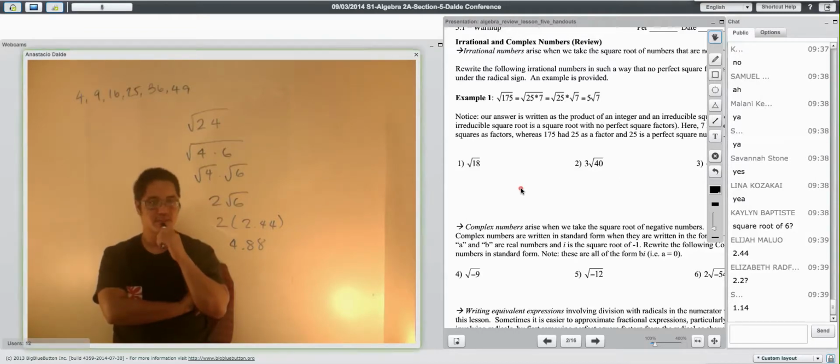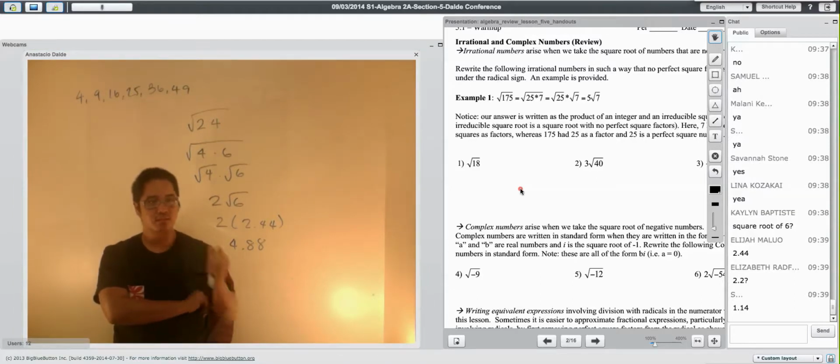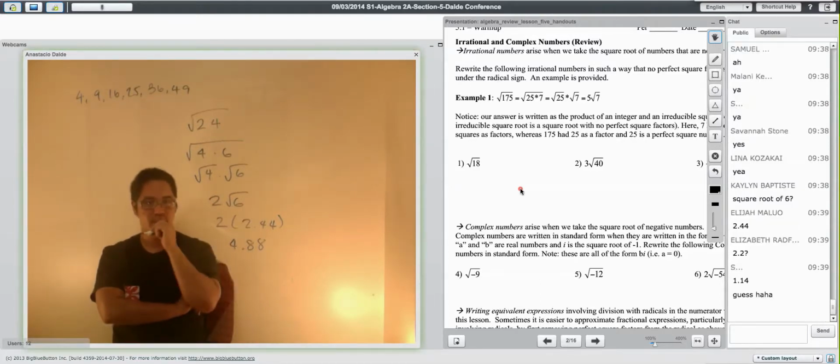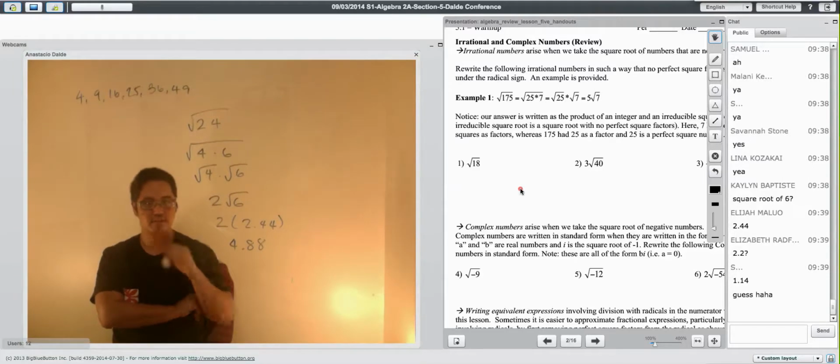Wait, where'd you get 1.14? What's going on? No, you're supposed to multiply them together, not divide, I think. Okay.